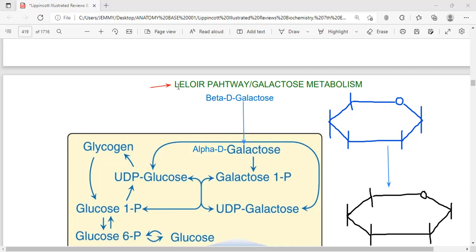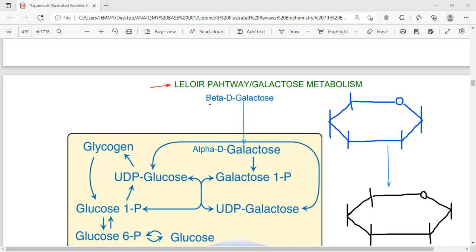Leloir pathway. The Leloir pathway is named after Luis Leloir, an Argentinian biochemist who discovered this pathway. He discovered it in the year 1974, if you are interested in that, and he also won a Nobel Prize in Science. Those are just by the way. So let's look at the Leloir pathway.